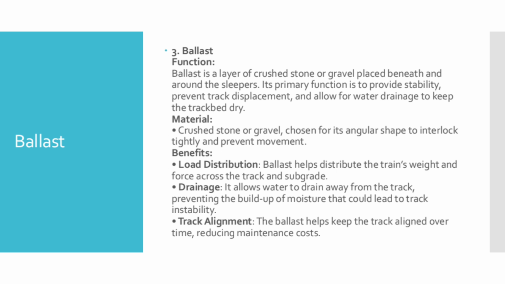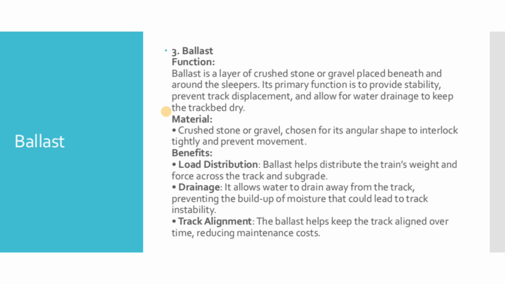And another thing is that they will prevent movement. They won't let movement happen. Okay, they will hold those sleepers in position. Now, benefits: load distribution. Ballast helps distribute the train's weight and force across the track and subgrade. They will take all the load from those sleepers, and what will they do? They will distribute it evenly to the portion below it. The portion below is the subgrade.